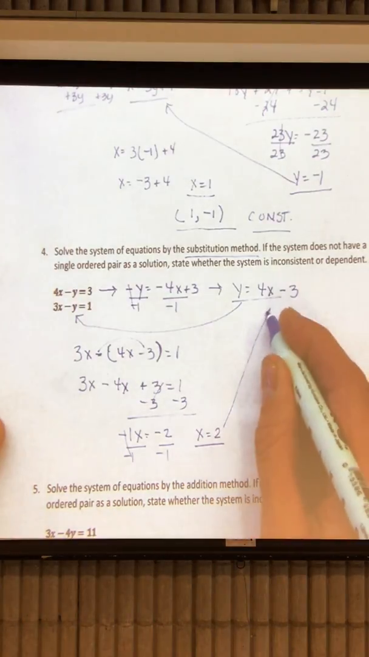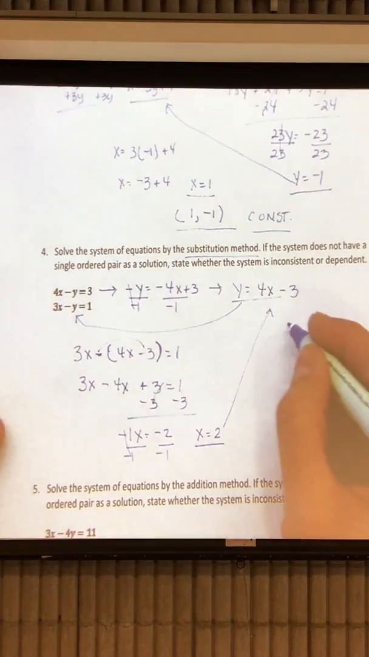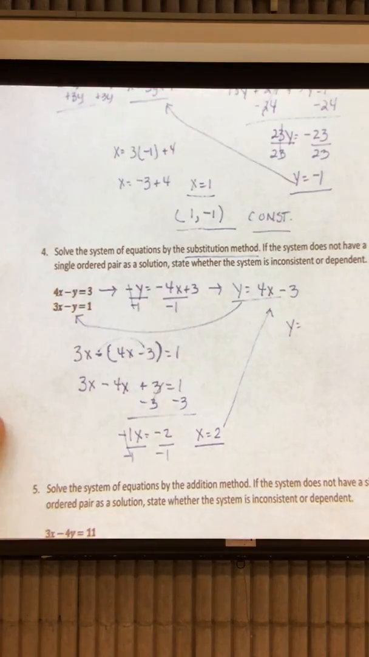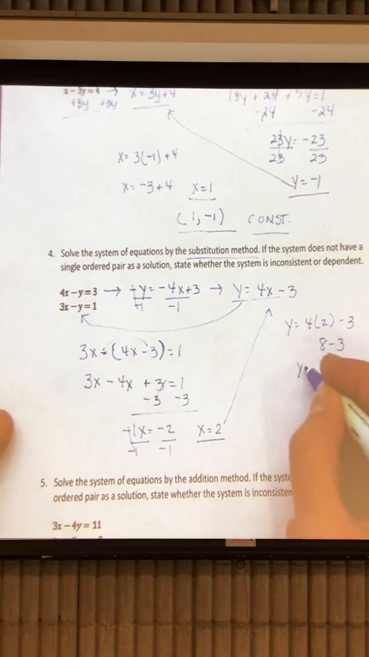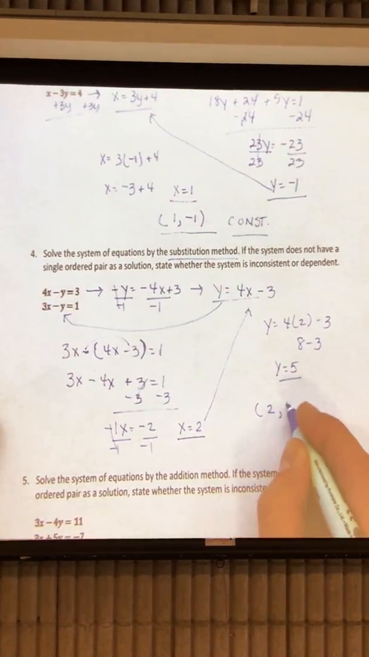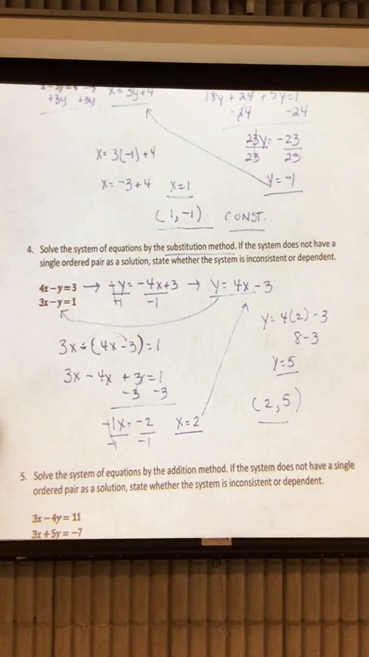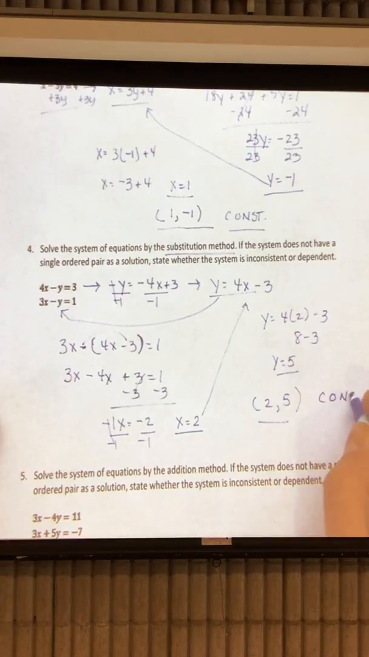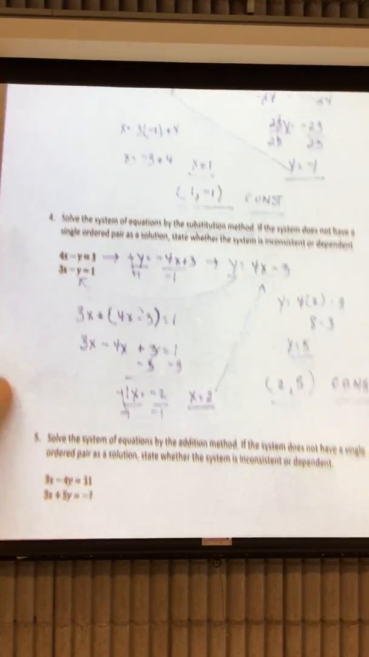Now substitute the x into the equation, and let's solve for y. So y equals 4 times 2 minus 3. So we have 8 minus 3 is equal to 5. So our solution is (2, 5), which means that is where they intersect. Therefore, the system is consistent because there is a point of intersection.